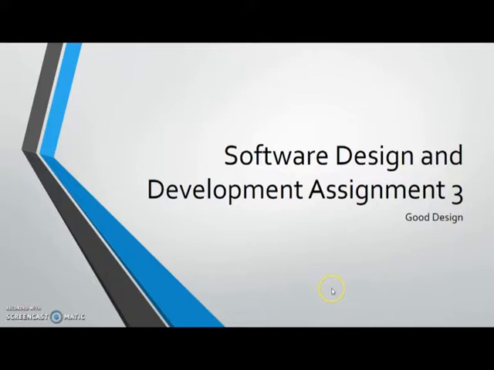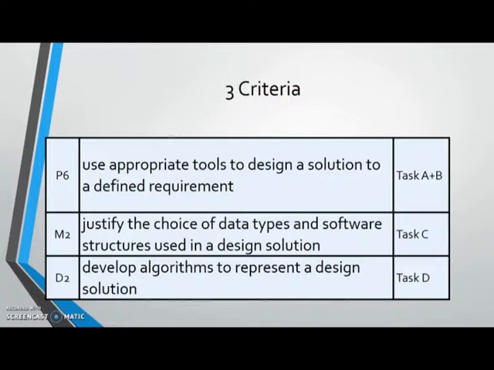This is the presentation that relates to Assignment 3. First of all, the criteria for Assignment 3, there's only 3 criteria in it. It's P6, which is about using appropriate tools to design a solution to a defined requirement. That is Task A and B in the assignment.